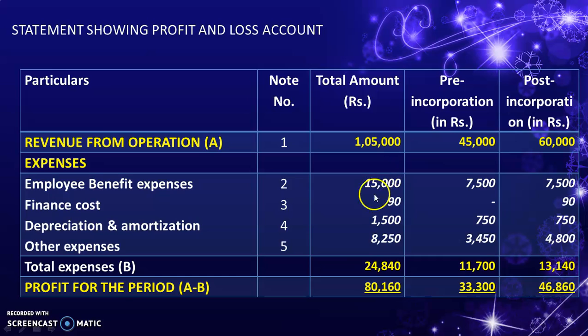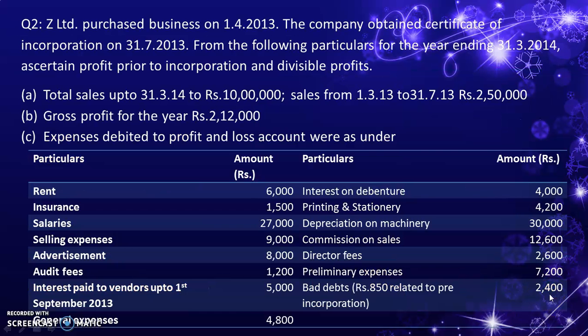Now totaling all the expenses, it comes to 24,840, 11,700, 13,140. Deducting the expenditure from the income, we will get profit for the period. So 24,840 is to be deducted from 1,05,000, and 11,700 is to be deducted from 45,000, 13,140 is to be deducted from 60,000. So the profit prior to incorporation is 33,300, and profit related to post incorporation period is 46,860. Good. In the same way, we will see the solution for question number 2.